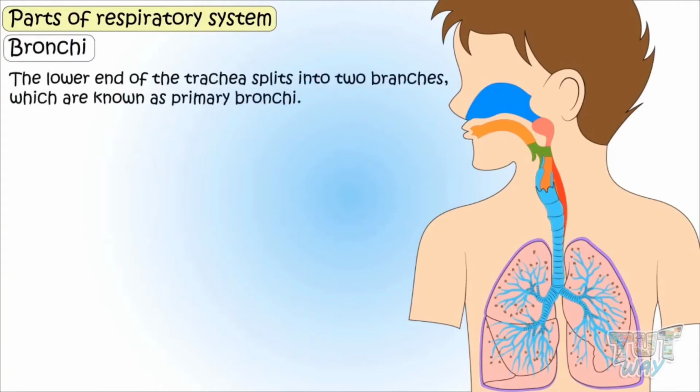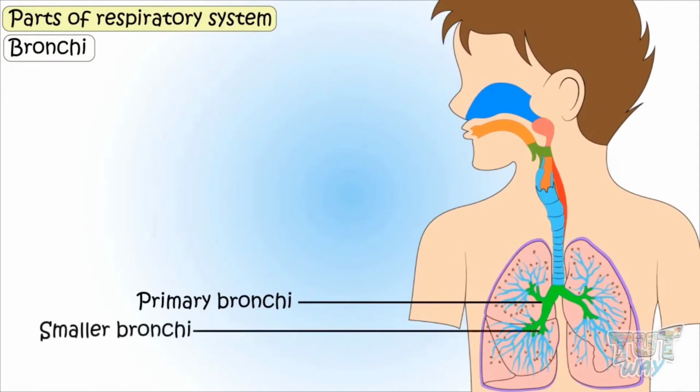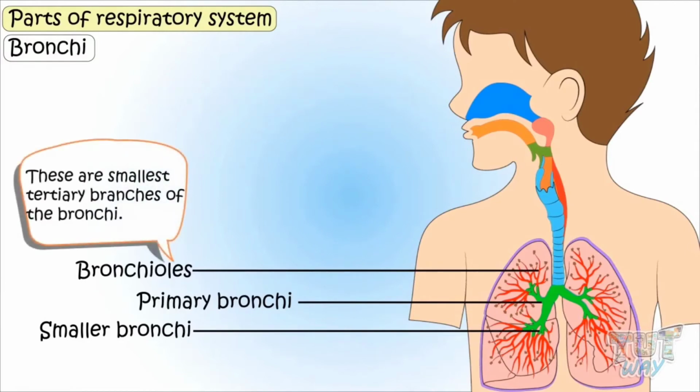Bronchi: the lower end of the trachea splits into two bronchi, which are known as primary bronchi. The bronchi continue branching into even smaller bronchi and create a tree-like structure in both the lungs. These are smaller tertiary branches of the bronchi.